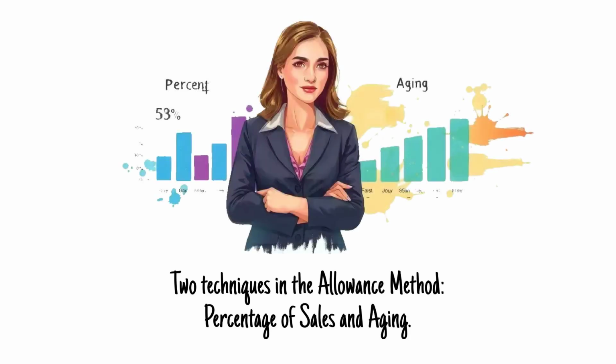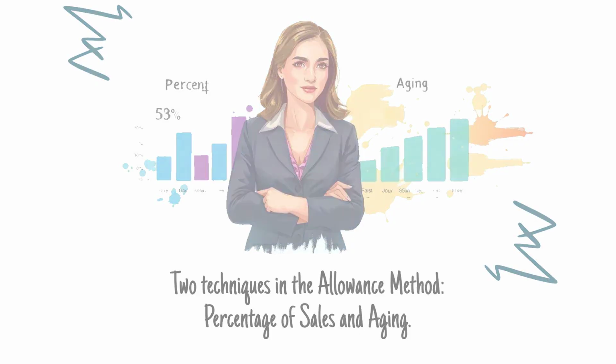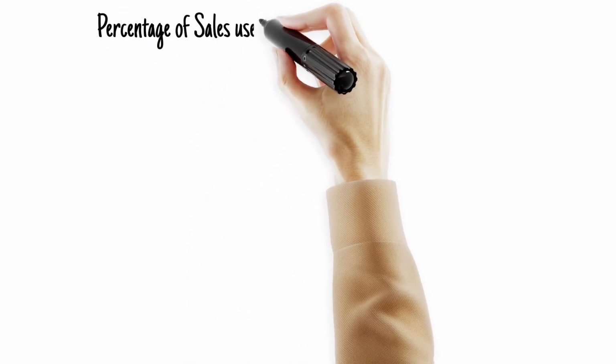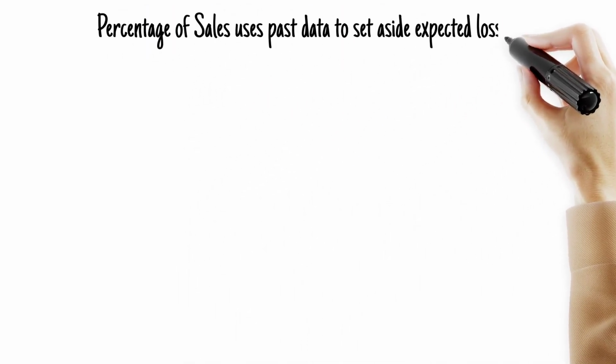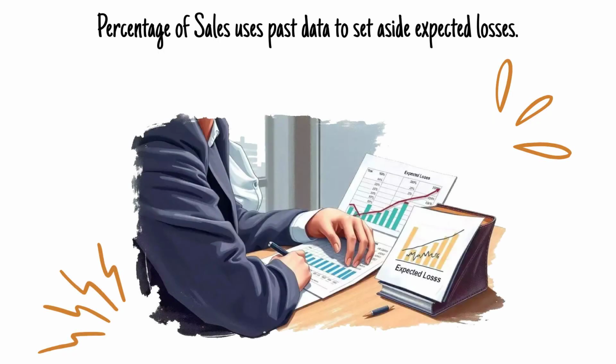The percentage of sales approach estimates bad debts as a percentage of total sales based on past experiences. By applying this percentage to the current period's sales, the company sets aside an allowance for expected losses. This method is straightforward, but assumes a consistent pattern of bad debts over time.